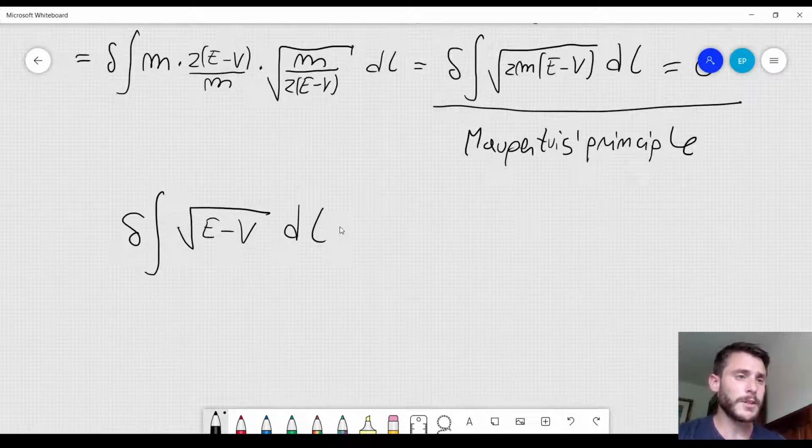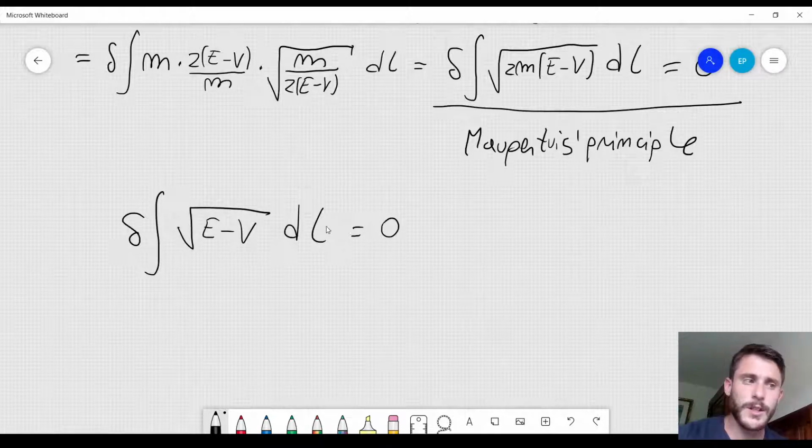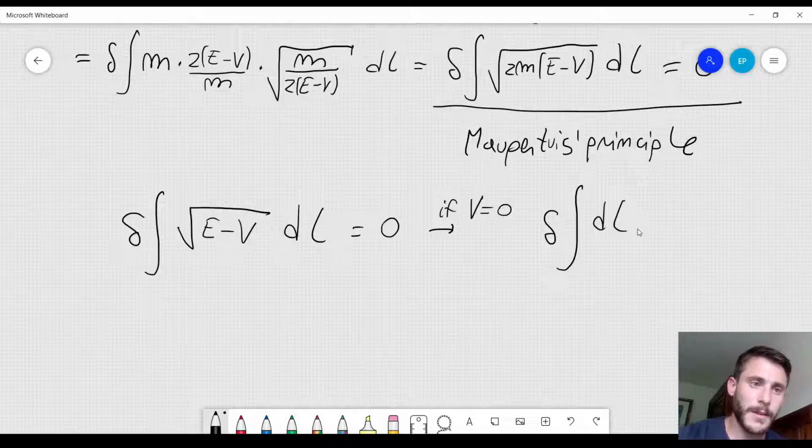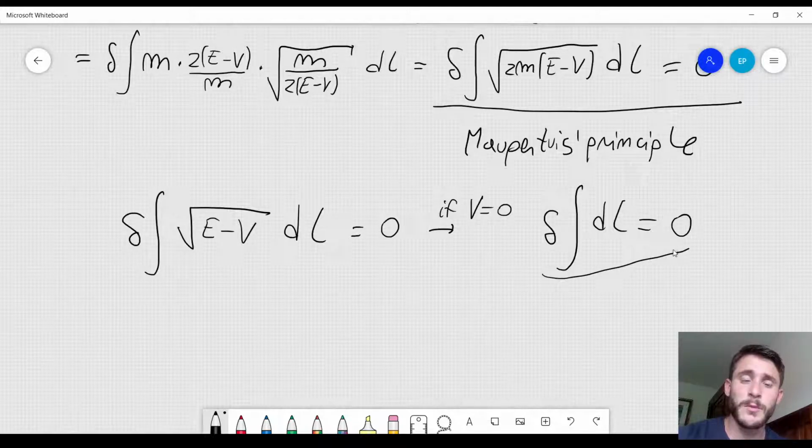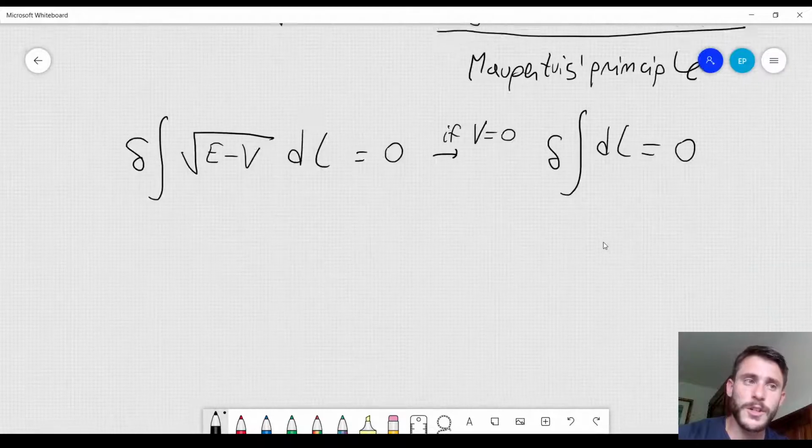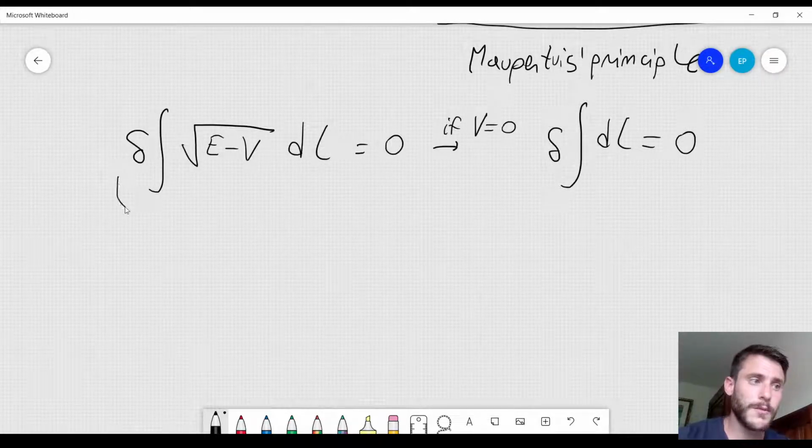Now I want to calculate this variation, and it is very easy if, for example, the potential energy is equal to 0. That means that the particle is free to move, doesn't have any constraint, no forces act on the particle. So it means that if V is equal to 0, then we have to minimize the length of the path, and the length of the path is minimized when, of course, it is a straight line. So in this case we get that the particle moves in a straight line, which is something that we know from classical physics. But if there are some forces acting on the particle, we have to rewrite this equation here.